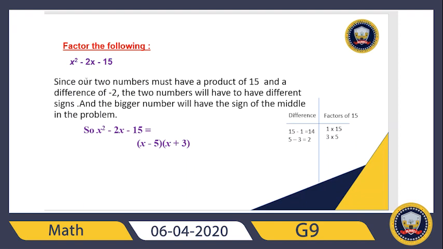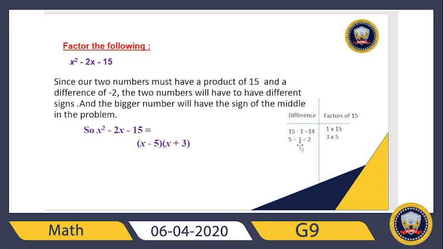Then I will go to my second term in my problem. Here comes the role of the second term. I will check the number beside the x. It's 2. It means I have to find the two numbers which, when subtracted from each other, give the answer 2. Here 15 minus 1 is 14, no, not this one. 5 minus 3 is 2, so this is it. These are the two numbers I'm looking for, 5 and 3.